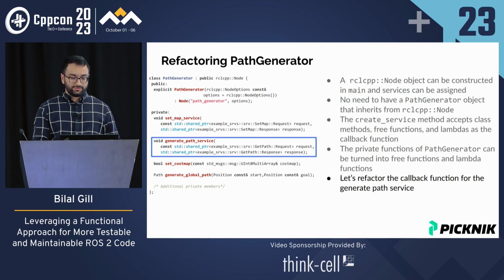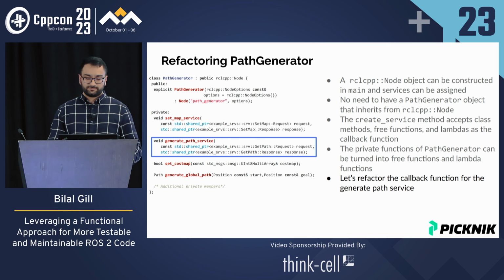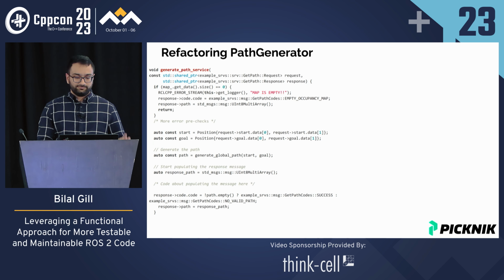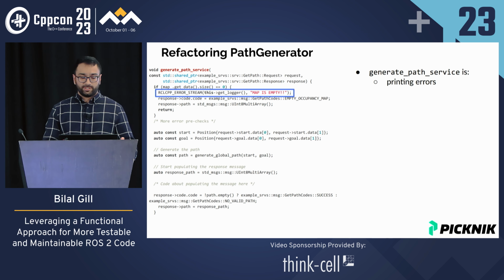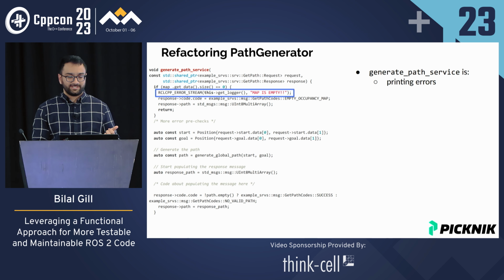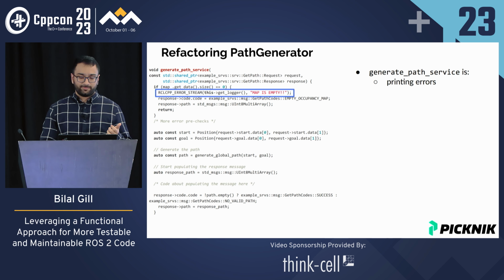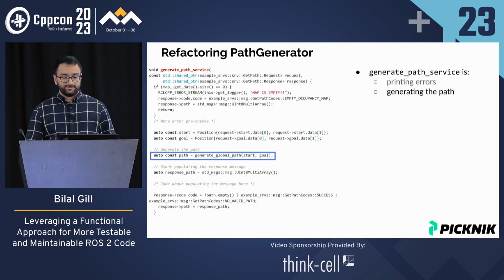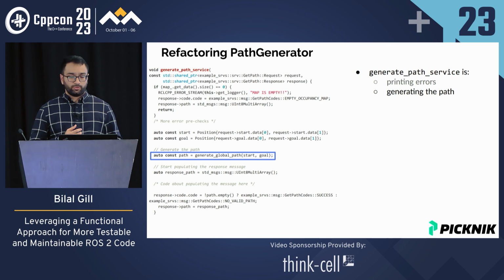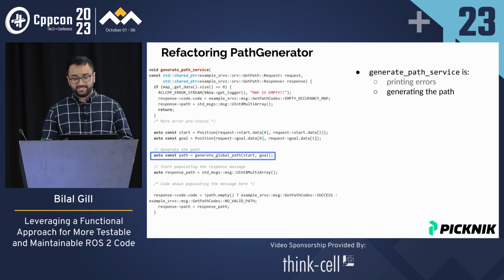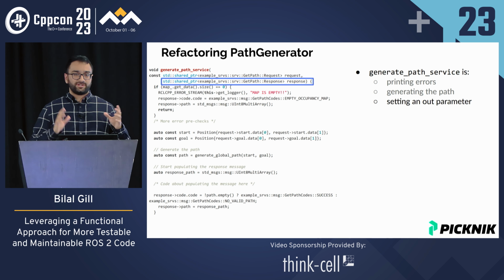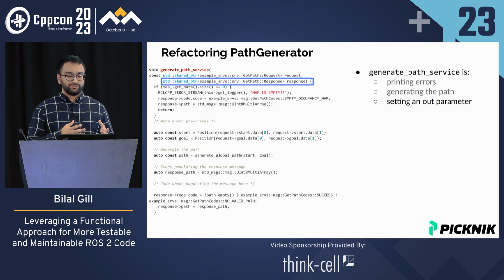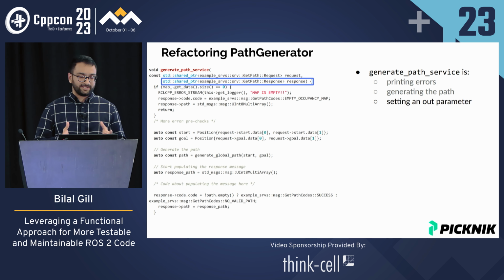So let's try to refactor the callback function for generate path service. This is how generate path service looks currently. We can see that generate path service is, one, printing errors. And like I've said before, printing is generally a side effect operation. It's generating a path. And you can see that generate global path accesses the occupancy map through this class. So it has hidden parameters and is tied to the class. And it's also setting an out parameter. If we're trying to follow functional programming, we're trying to minimize mutable state. So let's try to see if we can get rid of the out parameter, right?